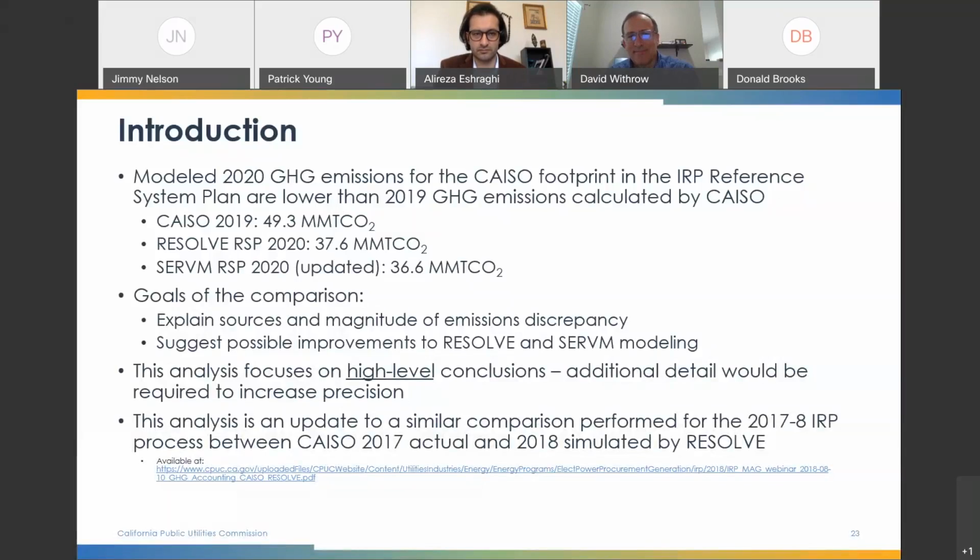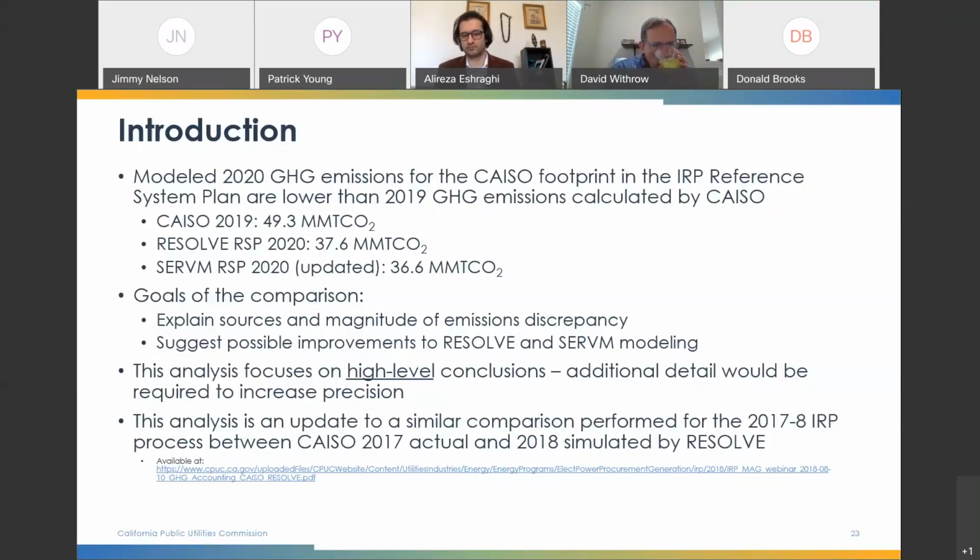So the genesis of this analysis was that we looked at the historical emissions from 2019 from CAISO and saw they were around 49 million metric tons. And then we looked at the model results from Resolve and SERVM, and they were around 37 or 36 million metric tons. So that's 12 or 13 million metric tons of difference between the two. And that brings up the question, why is there that difference? And are there things that we should be fixing in the models to better match reality?